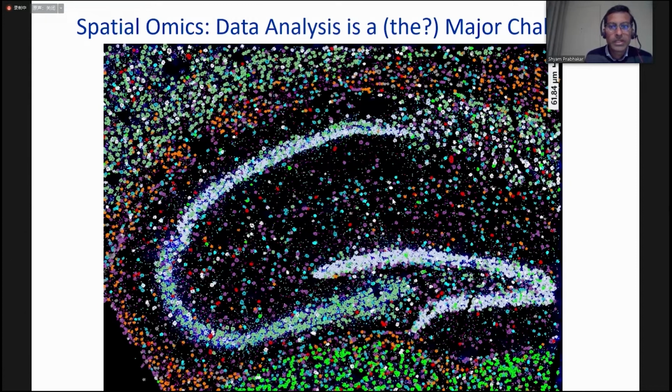So what we want to do is take data sets that look like this. In this case, this is the dentate gyrus of the hippocampus. You have many cell types in the spatial arrangement. You want to be able to take this data and say, okay, what are the cell types? What are the domains in my tissue?